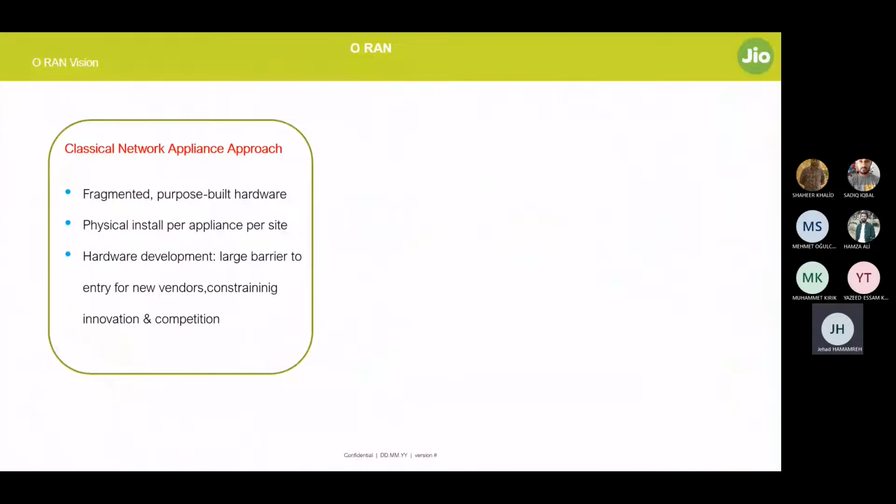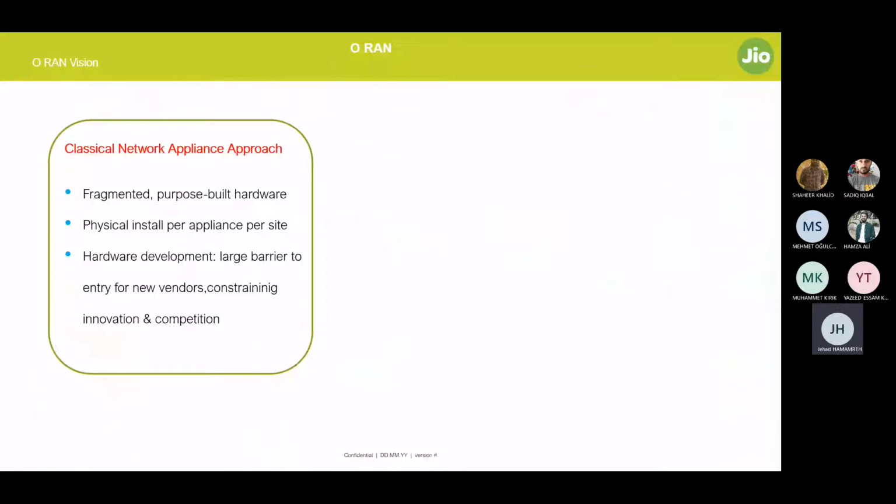So, the Open RAN vision. Let's start with the classical network appliance approach. In this approach, you have fragmented purpose-built hardware. It was all about hardware-driven solutions. Current RAN systems are around this kind of approach, purpose-built hardware. So you design hardware for any functionality you need to add to your network.